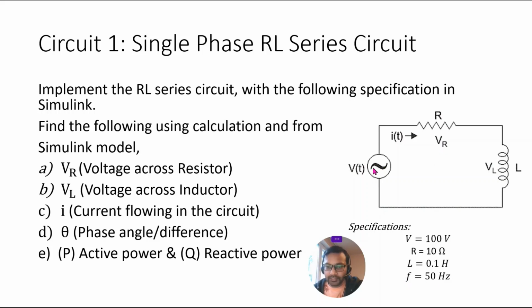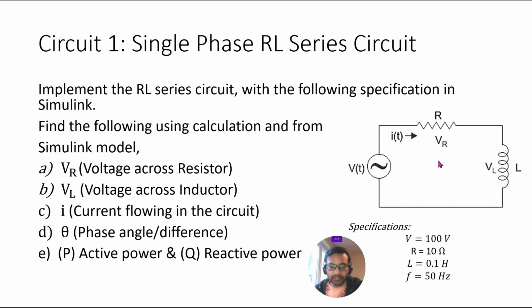So the supply voltage will be an alternating current or AC supply, and the voltage should be 100 volts. The value of resistance is 10 ohms and the value of inductance is 0.1 Henry. The frequency is 50 Hertz.